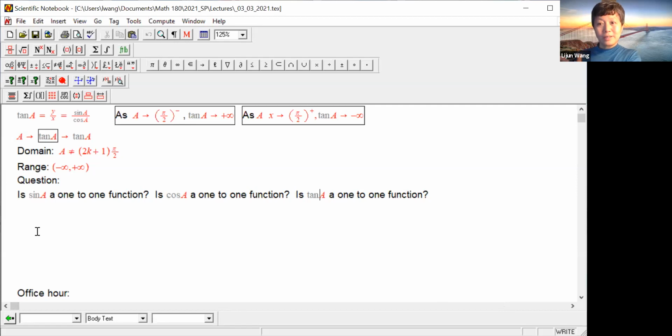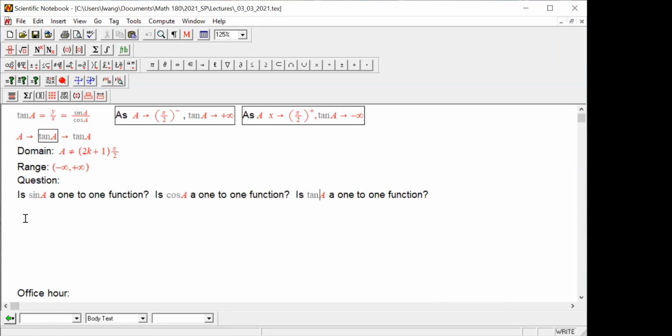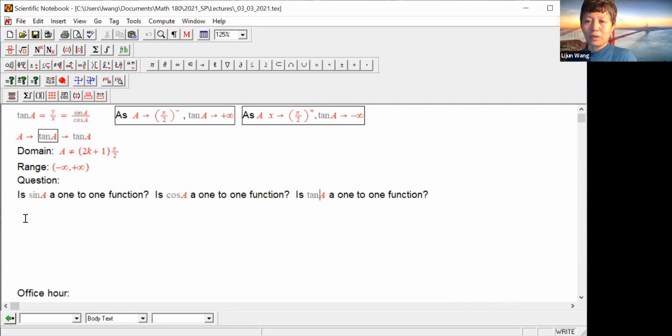You see, this is the method you're going to use on a daily basis in calculus. You'll just be working on different concepts. Is this a continuous function? Is this function differentiable? Does this function have a limit here? Does that function have a limit over there? And so on and so forth. But the method you use is exactly the same here. So what's the definition of one-to-one function then?